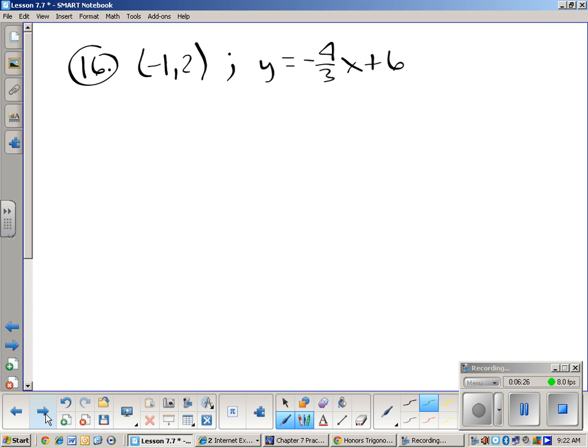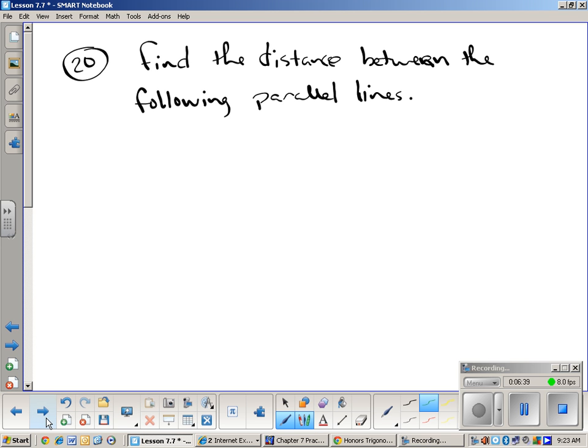Yeah, because I have a denominator of 3. So if I multiply everything by 3, I don't have a fraction anymore. Remember, standard form, no fractions. Right? Yeah. And then this one.